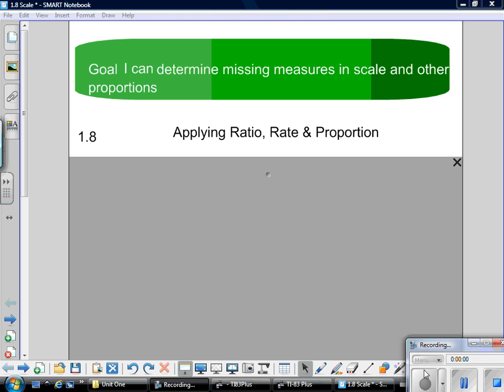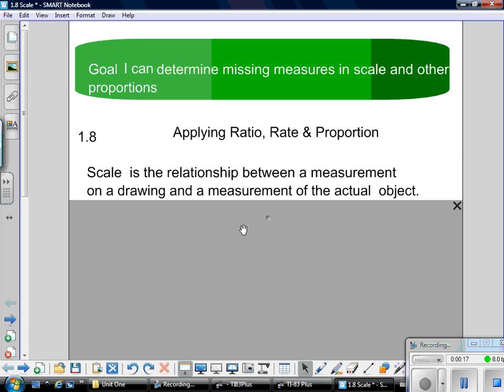Today, we're looking at ratio, rate, and proportion, and again, we're finding different ways to actually apply them. Our goal today is I can determine missing measures in scale and other proportions. So first of all, scale. Scale is the relationship between a measurement on a drawing and a measurement of the actual object.